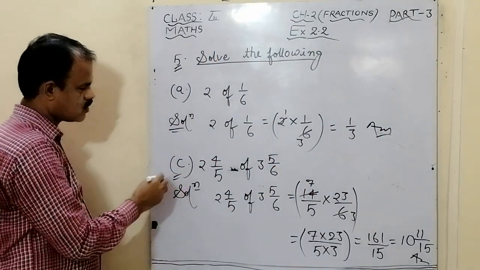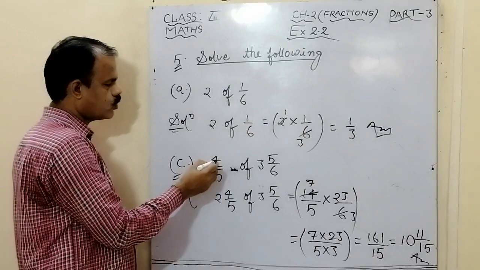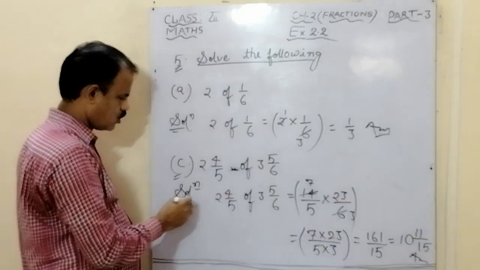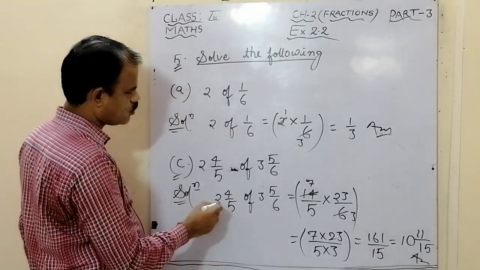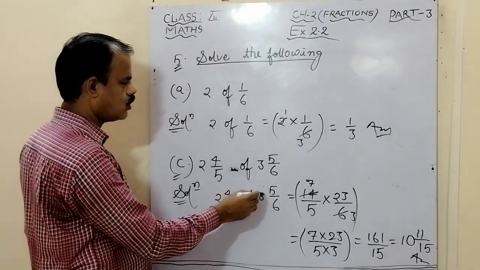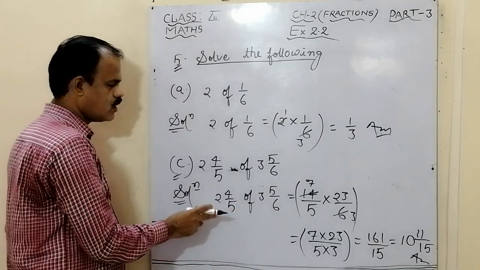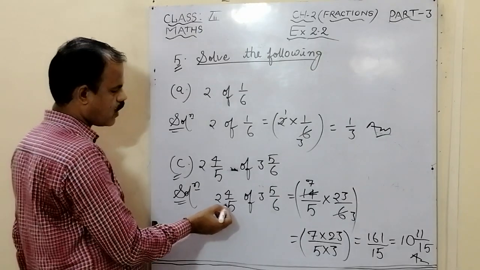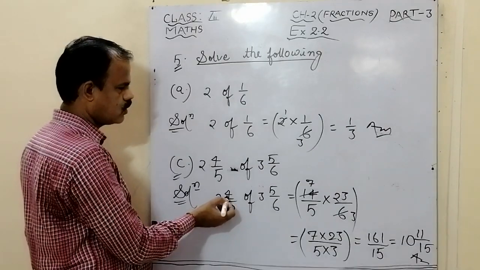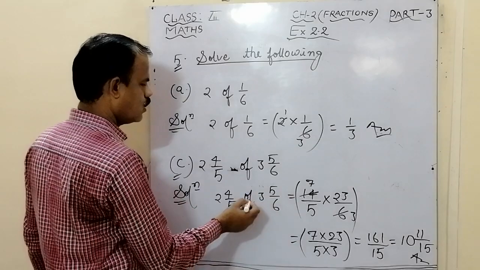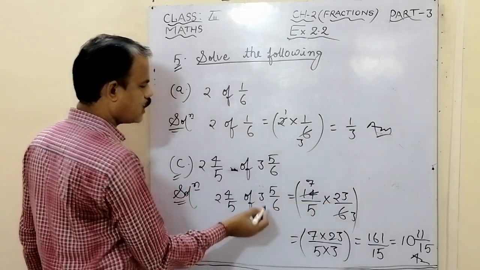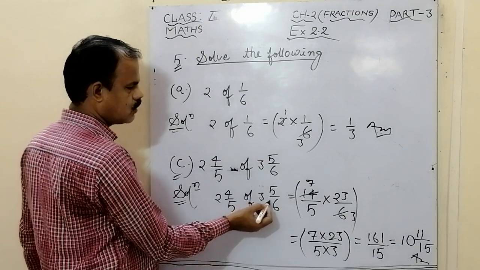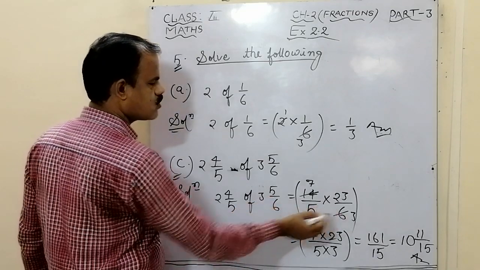See one more question, C part. 2 whole 4 by 5 of 3 whole 5 by 6. So for the solution, we write the question here. First we change this mixed fraction into an improper fraction. So it becomes 5 twos are 10 plus 4, 14 by 5. Of means multiply. Next, 3 whole 5 by 6 becomes 6 threes are 18 plus 5, 23 upon 6.